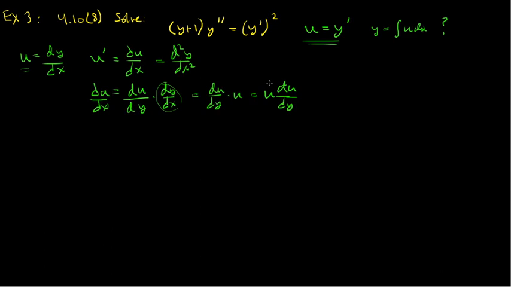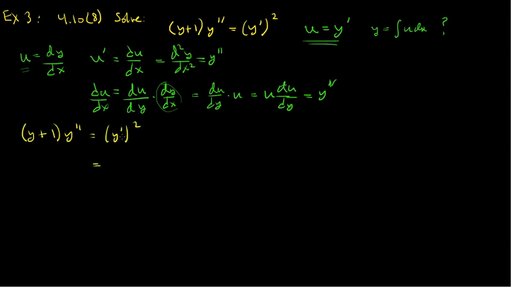Okay, so let's see how that helps. Remember, this was y double prime now. So let's plug that in here, in the original equation. Let me go back to this again. We originally had (y plus 1) times y double prime is equal to y prime squared.